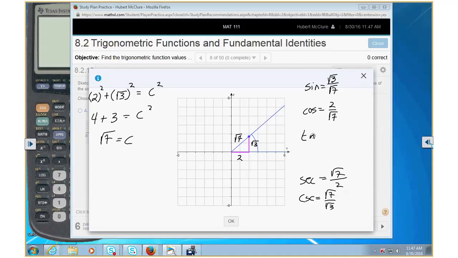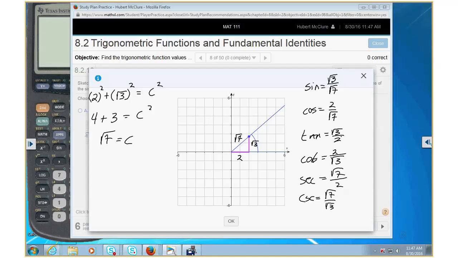Tangent, 2 over the square root of 7. I'm sorry, 2 over the square root of 3. I'm sorry, the tangent is the square root of 3 over 2. And therefore, cotangent is 2 over the square root of 3. Okay, you're right. All right, now we've got to clean everything up because they aren't going to accept some of these answers.